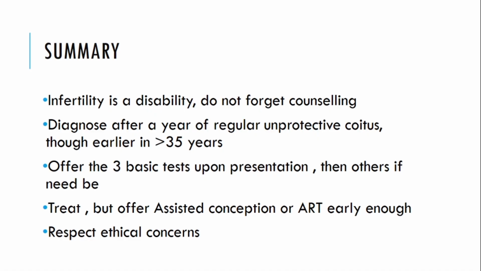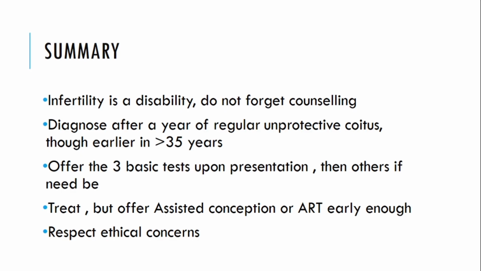Let us summarize this lecture by saying that infertility is a disability. If you have seen a couple that does not have babies, that home is not a very good place. That is what the World Health Organization said, that it is a disability in itself, and don't ever forget to counsel such a couple. Diagnose after a year of regular unprotected coitus, though you can do an earlier diagnosis for those that are less than 35 years. We've said 6 months is possible for you to go ahead and offer evaluation.